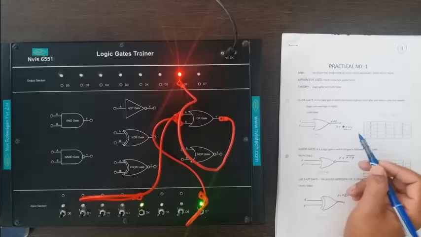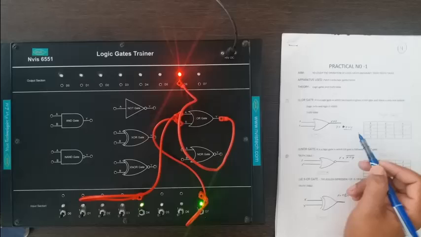We will verify this gate also. 0 0, your output should be high. When both the inputs are low, 0 and 0. When 0 1, your output should be 0. You can see here, your output is low. 1 0, your output should be low.